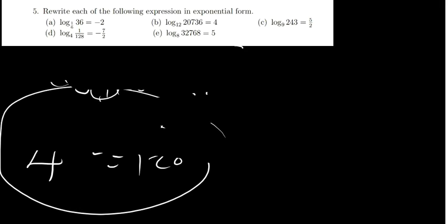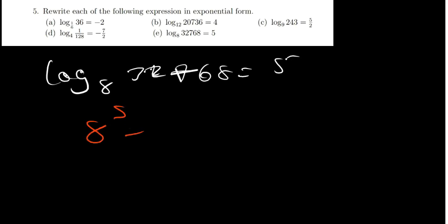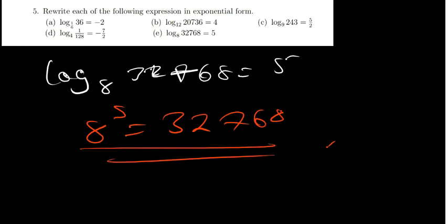Now the last one is saying we have log base 8 of 32,768 is equal to 5. So this is just supposed to be 8 raised to the power 5 is equal to 32,768. That is now an exponential.